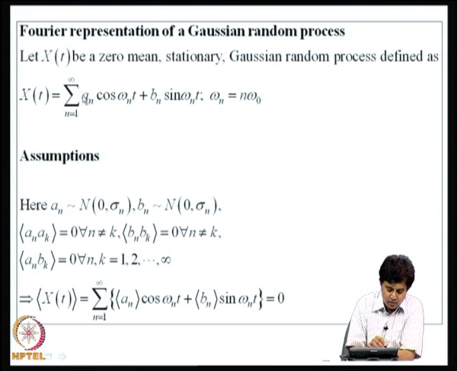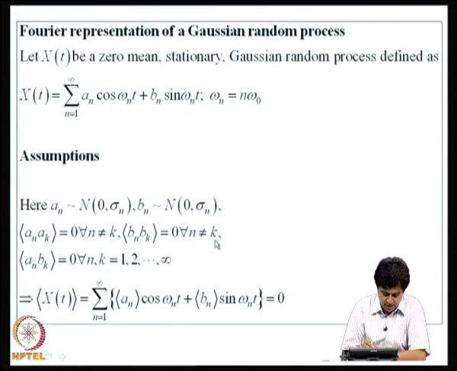Suppose x of t is the sum over n equal to 1 to infinity of a n cos omega n t plus b n sin omega n t, where omega n is n omega naught. We assume that a n and b n are random variables, and a n is normal with mean 0 and standard deviation sigma n, b n is normal with mean 0 and standard deviation sigma n. a n and a k are independent for n not equal to k, they are uncorrelated, they are Gaussian, therefore independent. Similarly, b n and b k are independent for n not equal to k, and a n and b k are independent for every n and k.